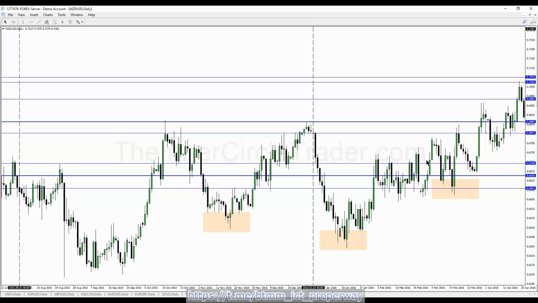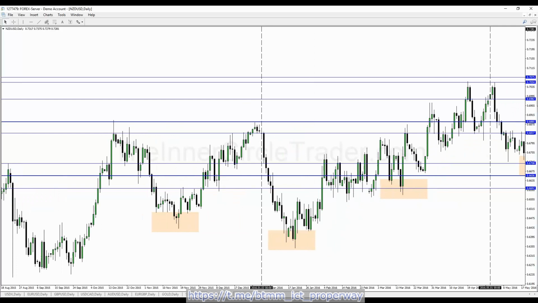Hitting it, hitting it, hitting it. Rallies away. Breaks these two equal highs. And again, I want you to take notice, every time there's a down candle, are they finding new buying?